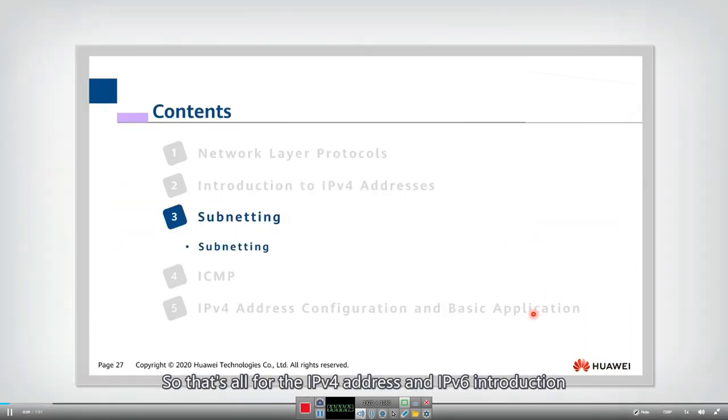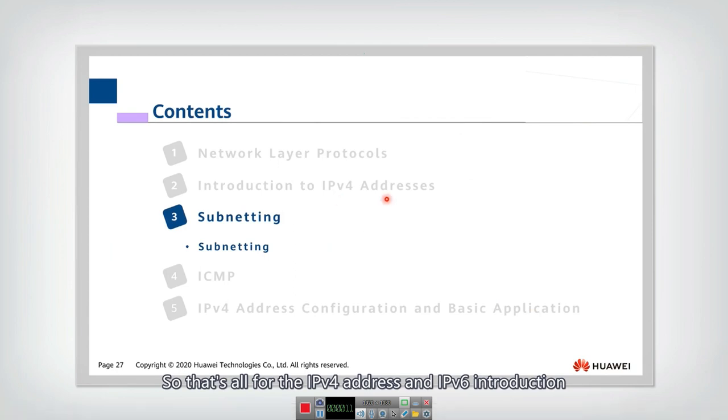Okay, so that's all for the IPv4 address and IPv6 introduction. Now we will introduce what is subnetting. Subnetting means that we can divide one big network into several small subnets.